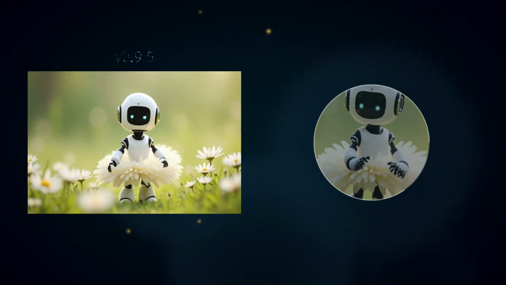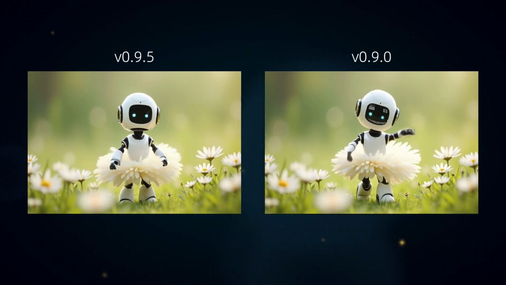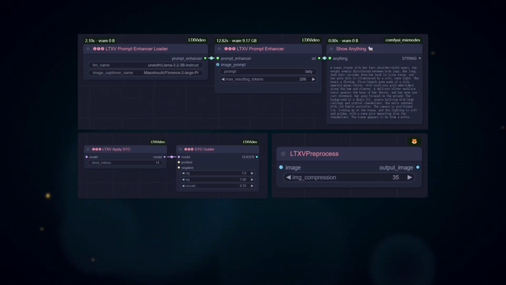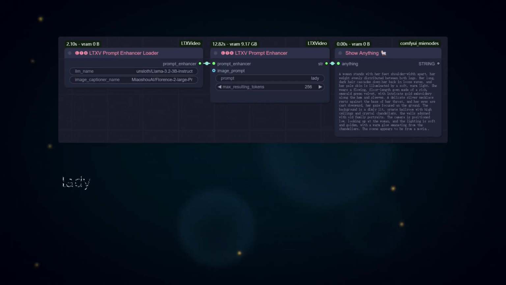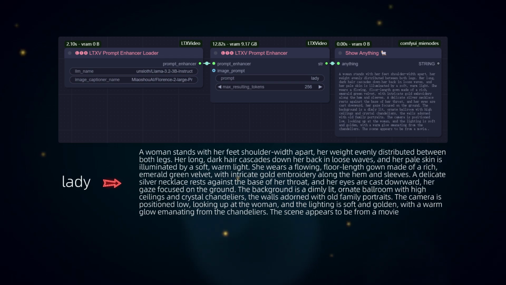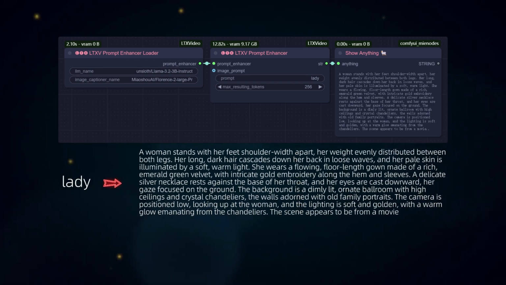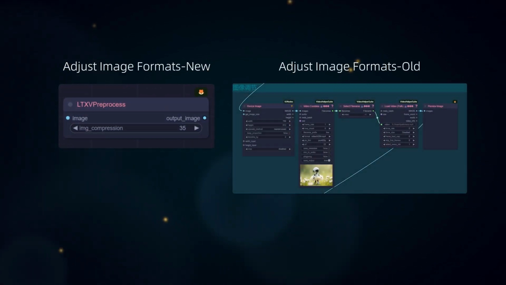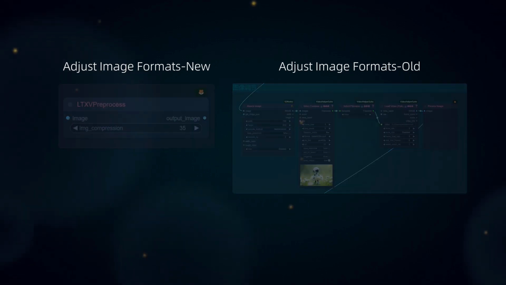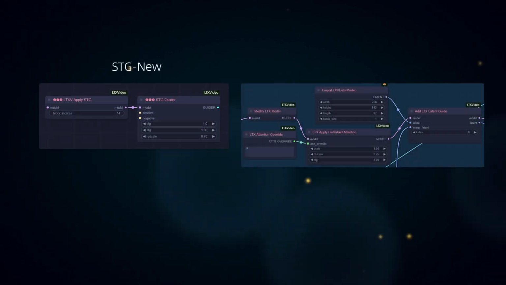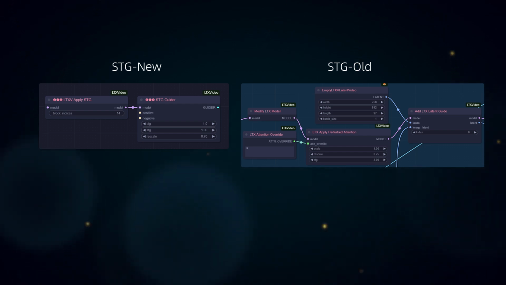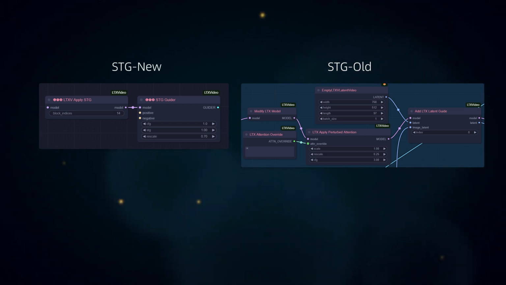I switched to version 0.9.5 for testing and compared the results with the initial release. However, the new version introduces several official nodes, including a prompt enhancer that uses a large language model to refine prompts to better suit LTXV, and LTXV preprocess, which helps adjust image formats for image-to-video generation. The way STG is used has also changed, making the process less complex than before. I think it's best to adopt the new workflows.